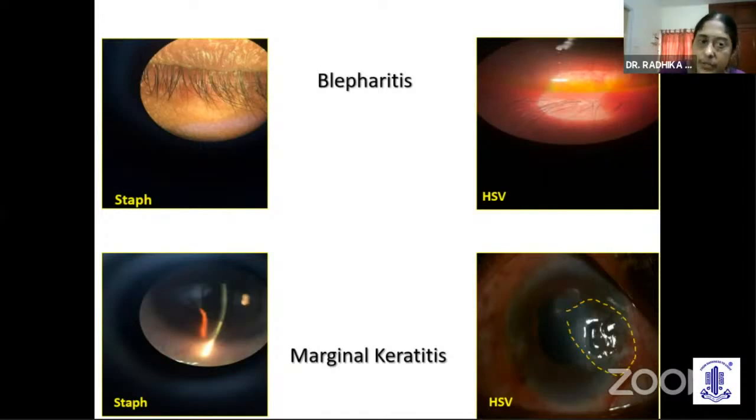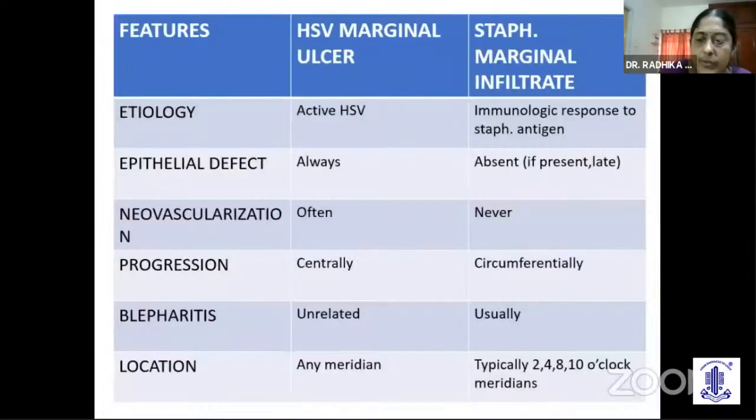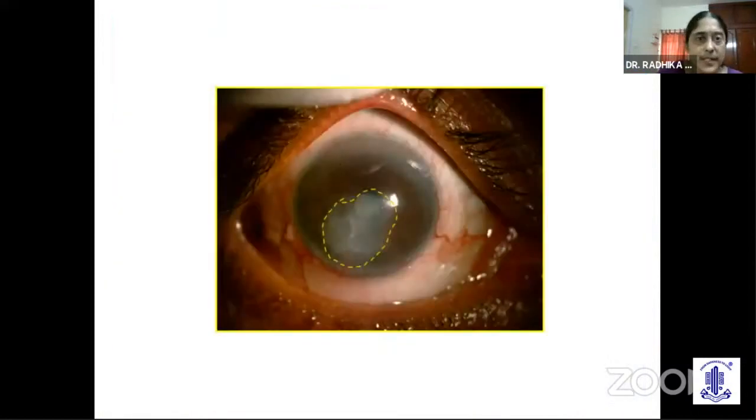Why should you distinguish the two? We know that staph is immune in origin and therefore steroid forms mainstay of treatment topically, whereas HSV marginal keratitis is infective in origin. If you give steroid, you may actually end up worsening the disease. So these are the distinctions between the two that we already spoke about.